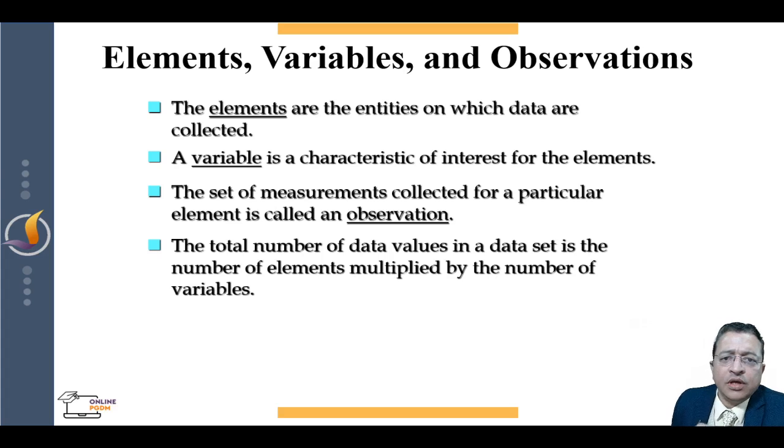Moving further, there are many things we must know before doing any kind of analysis. Suppose some data set is given to you. What are the different components which we must understand before analyzing any kind of data? Those main components are element, variable, and observation. Element is the entity on which you collect some data. Variable is the characteristic on which you collect some data, and observation is exactly what you measure against that particular characteristic.